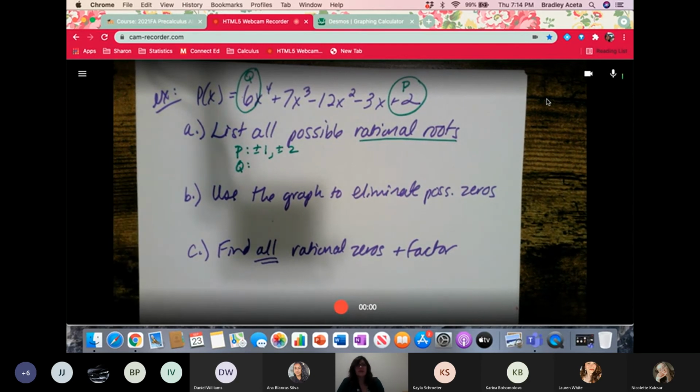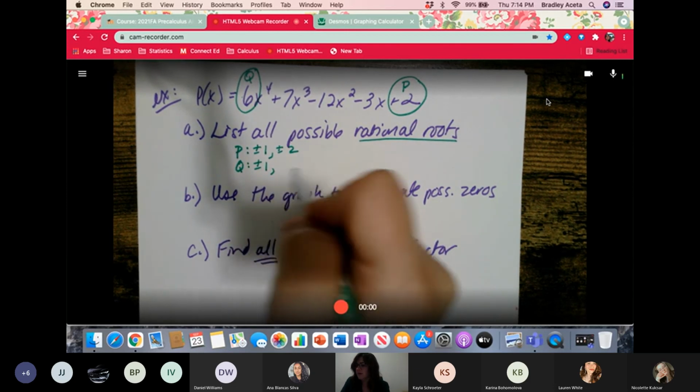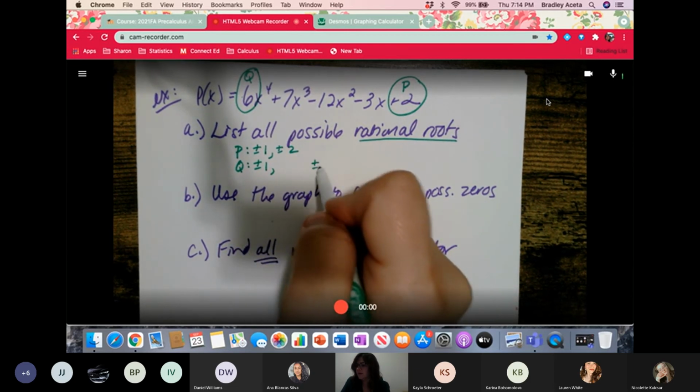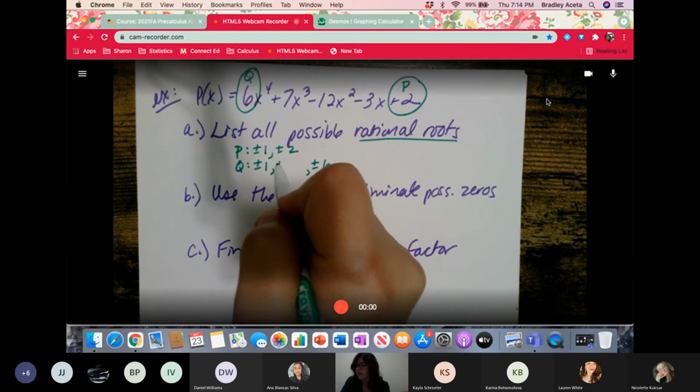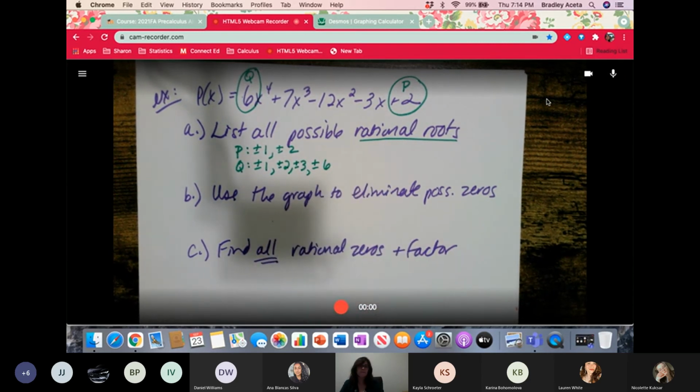Now you do the same for 6. You list all the factors of 6, and I try to go in order. I go 1 and 6, then the next number, 2 and 3, and then you'll eventually meet in the middle. Plus or minus 1, and then I leave some space, plus or minus 6, plus or minus 2, and plus or minus 3.